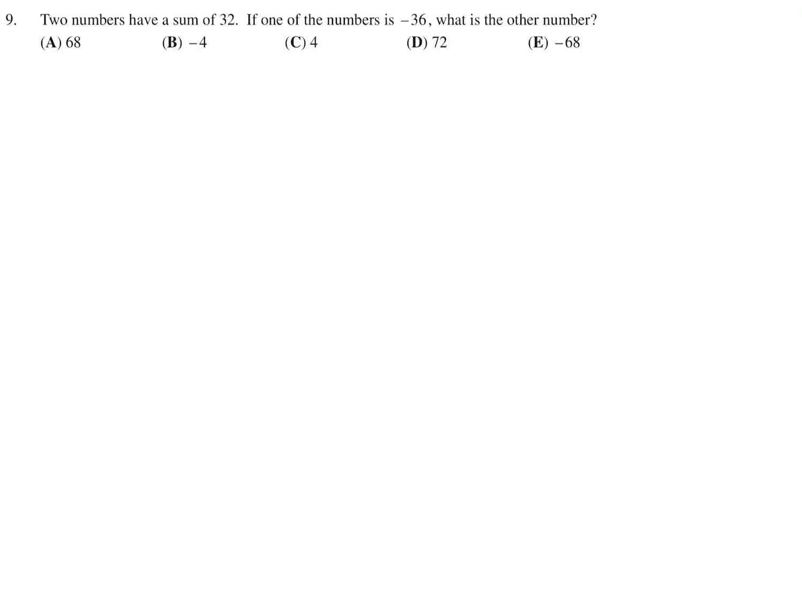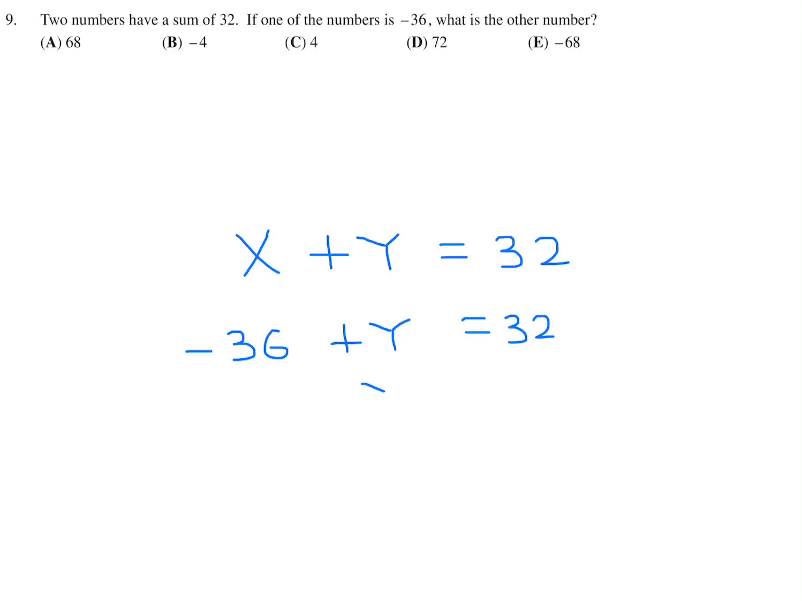Two numbers have a sum of 32. If one of the numbers is minus 36, what is the other number? Okay, so let the numbers be X and Y, and the sum is 32. They're giving you that one of the numbers is minus 36, so I'll let X be minus 36. So minus 36 plus Y is 32. Bring the minus 36 over to the other side, and it becomes plus 36. And therefore Y is equal to 68, which is choice A.